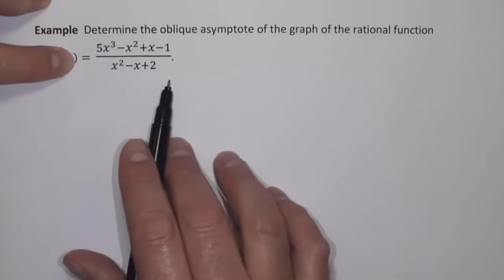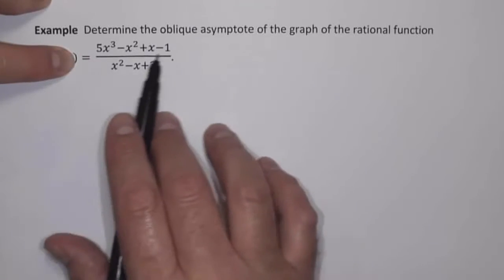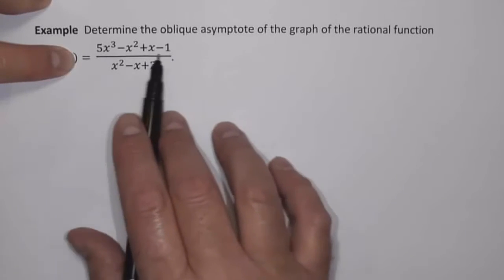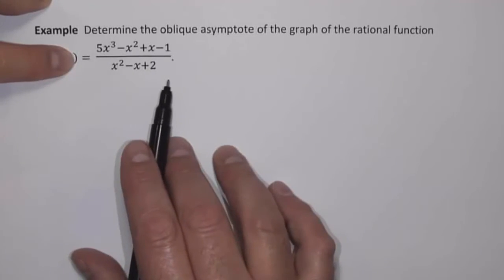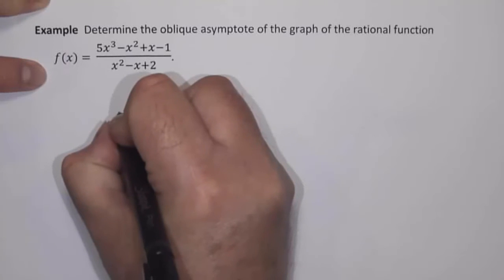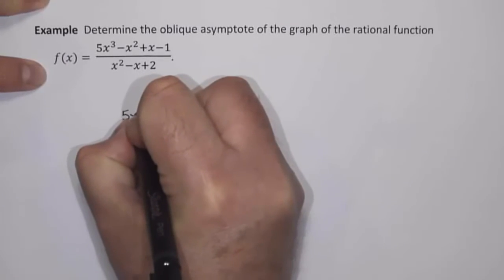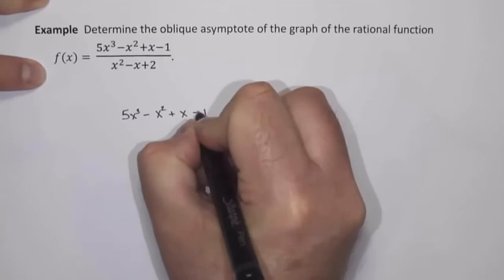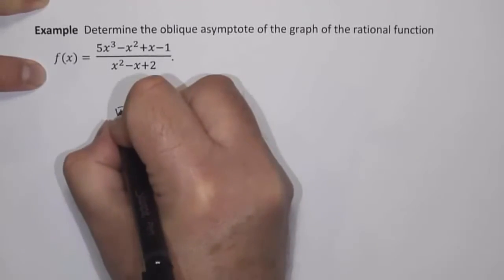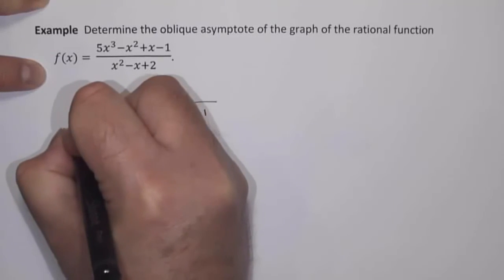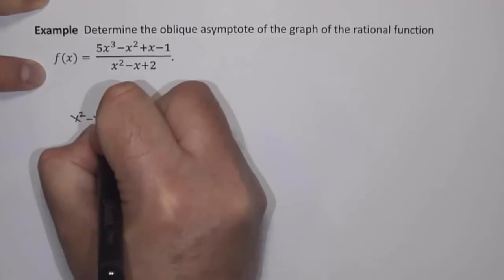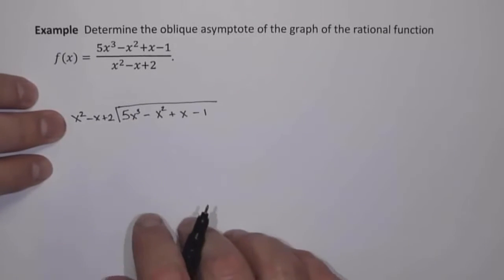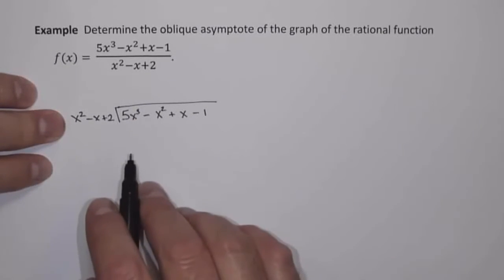So to determine what the oblique asymptote is going to be, we're going to divide the numerator by the denominator, and whatever the quotient is will give us the oblique asymptote. So we're going to take 5x cubed minus x squared plus x minus 1, and we're going to divide that by x squared minus x plus 2, and to do that we're going to use polynomial long division, which we've done several times before.